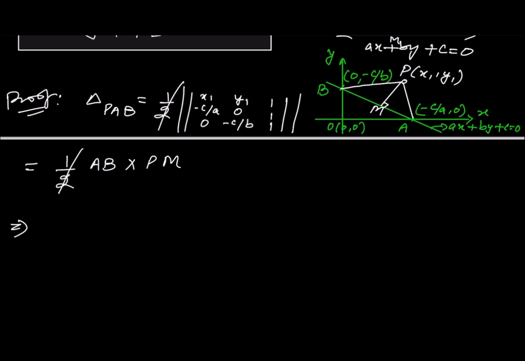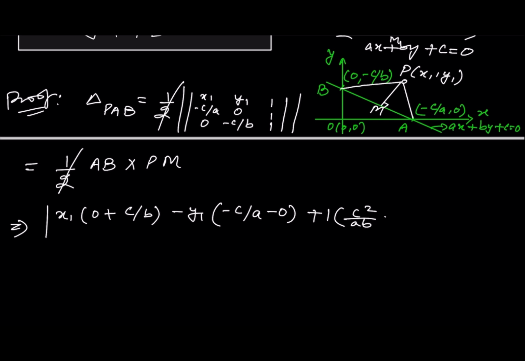So now after expanding the determinant, what we will get, mod of x1 times 0 plus c by b minus y1 times minus c by a minus 0 plus 1 times c square by ab minus 0, and in RHS AB is the distance between A and B, so root over c square by a square plus c square by b square into PM, right?